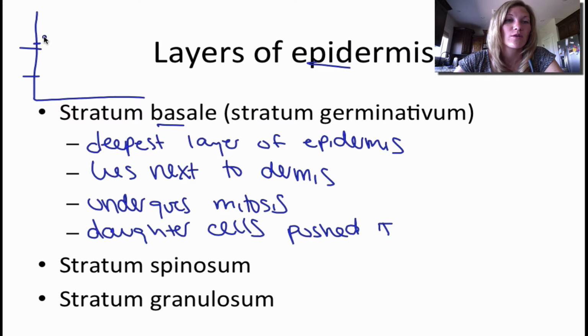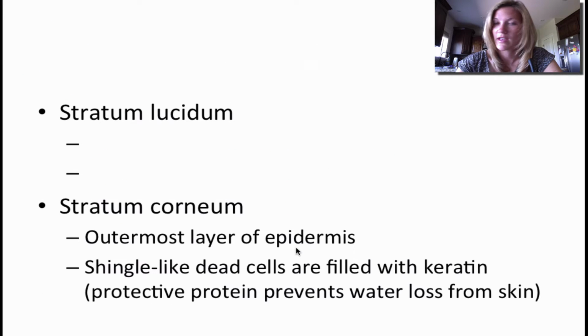Okay, so we'll put basal here, and then we have stratum spinosum. Then we have stratum granulosum here. Okay, and I'm going to erase all of this, and we'll move to our next one. Then we have stratum lucidum, which is our 4th layer.